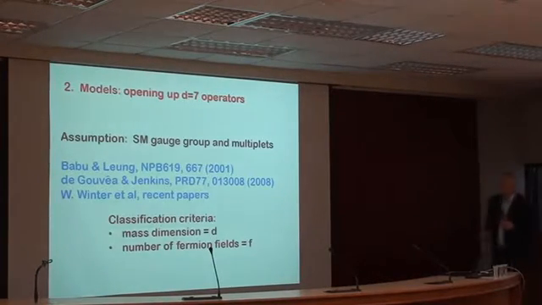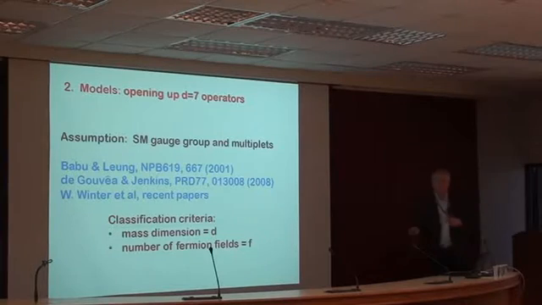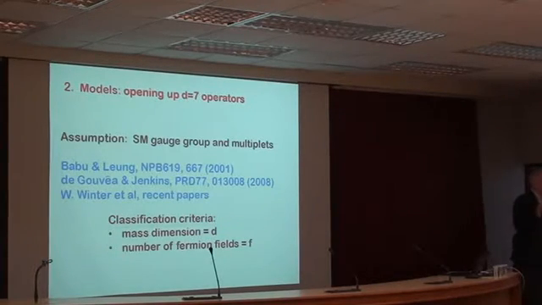All right, so now let me return to the main topic and now look at models that you get by opening up the D equals 7 operators. So remember, the D equals 5 operators, when opened up in a minimal way at tree level, give you type 1, 2, and 3 seesaw mechanisms. What about dimension 7, the next most complicated case?